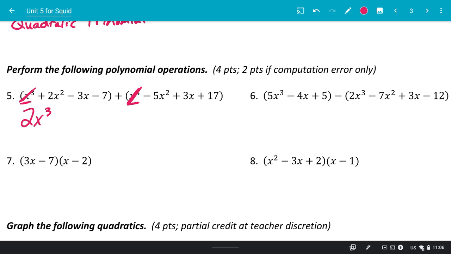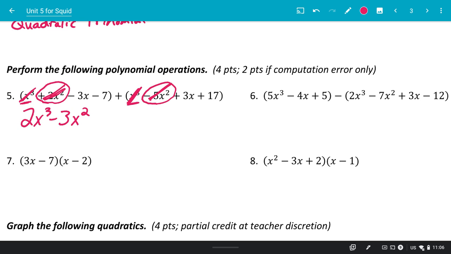X squared. I have an x squared here, and I have an x squared here. 2x squared minus 5x squared is a negative 3x squared. 2 minus 5, that's hard, right? I know my answer is going to be negative. 5 minus 2 is 3. It's another way to look at it. Again, I'm done with those.